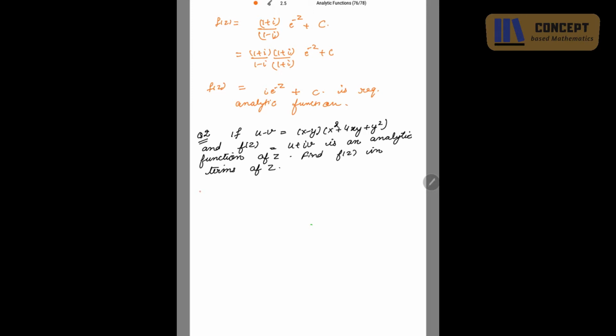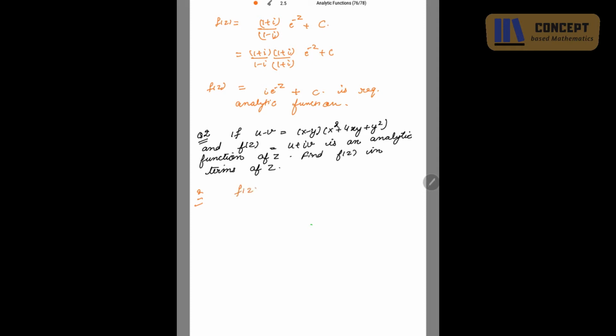Now the second question is, u minus v is given, and f of z equal to u plus iota v is an analytic function of z. Now it is also given that f of z is an analytic function. Find f of z in terms of z.